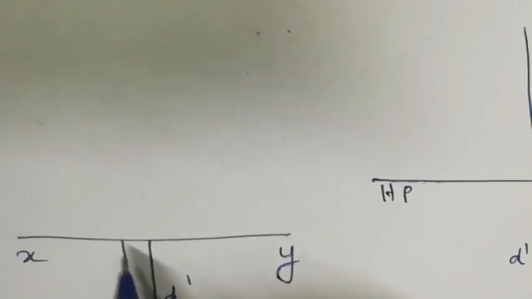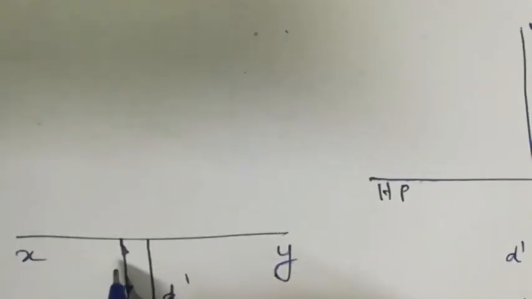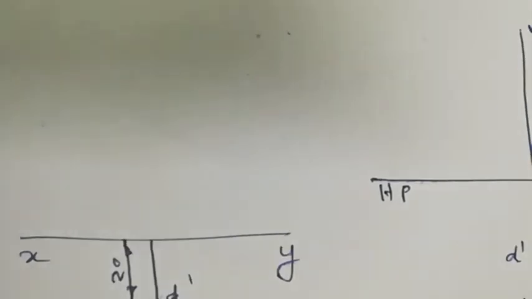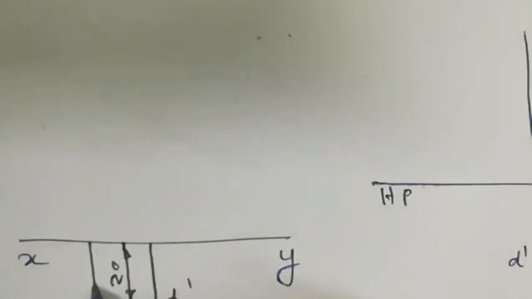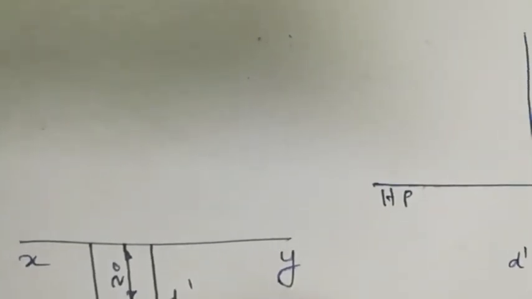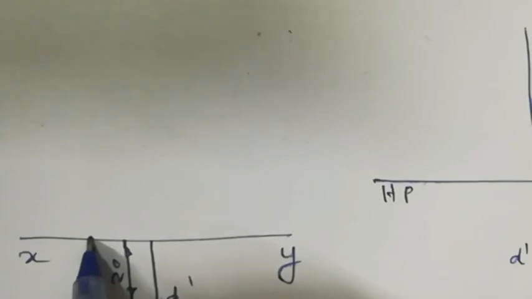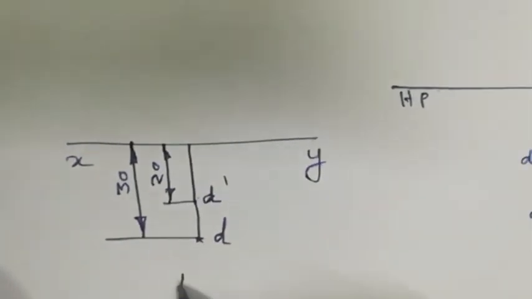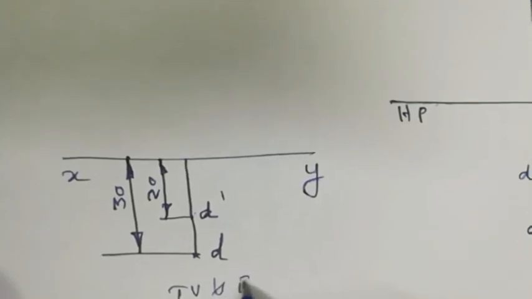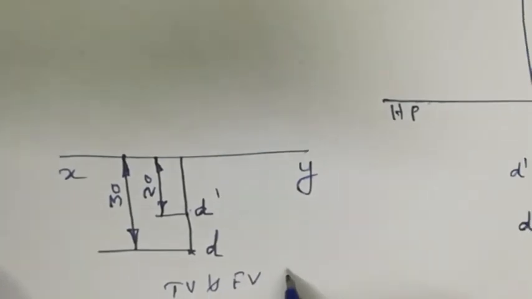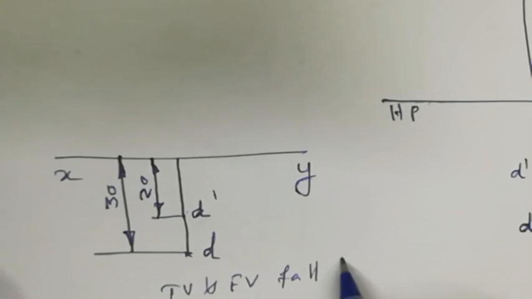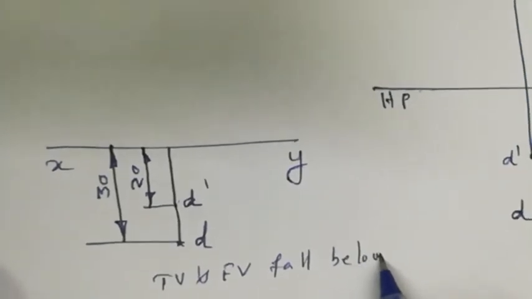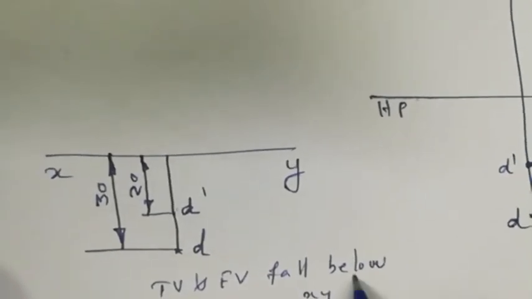This is 20 mm, this is 30 mm. So this is the complete solution. Both the top view and front view fall below XY line.